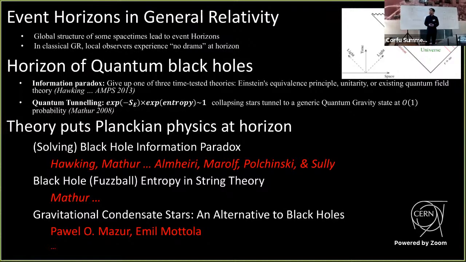If we give up the equivalence principle, we should have a fireball near the horizon. Because of quantum tunneling, we may have strong modifications from standard GR near the horizon. So if we include quantum mechanics, the theory puts Planckian physics at the horizon. As I mentioned, this could solve the black hole information paradox, or give a black hole fuzzball, or gravastar, or other alternatives to the black hole.